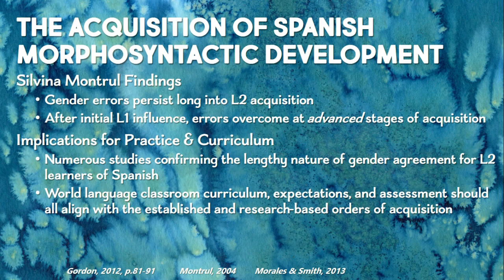The acquisition of Spanish morphosyntactic development is another study that looked at gender errors in all levels of L2 learners of Spanish. And this specific study found that they persist very long into L2 acquisition. There are different types, and people do different things at different times in their language acquisition progression. But after the initial L1 influence starts to peter away a little bit, errors are finally overcome at advanced stages of acquisition, meaning that it takes time to be good at.